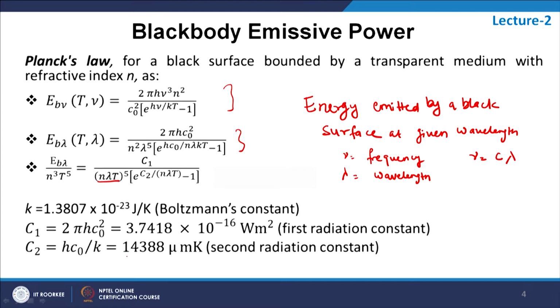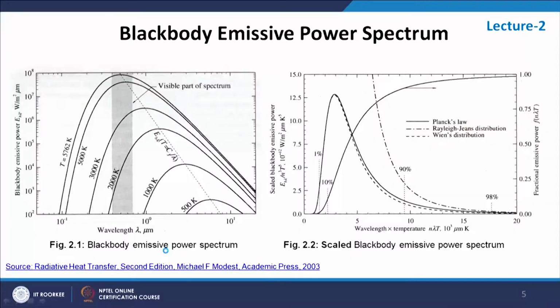The value of this is 14388 micrometer Kelvin, it is called the second radiation constant. So, there is quite an advantage of non-dimensionalizing the black body emissive power. Now, we will see how this black body emissive power varies with the spectrum, with the wavelength. Okay. So, on this slide you see two curves.